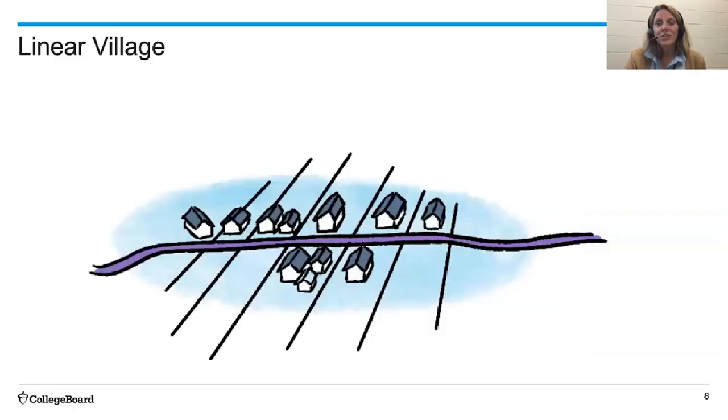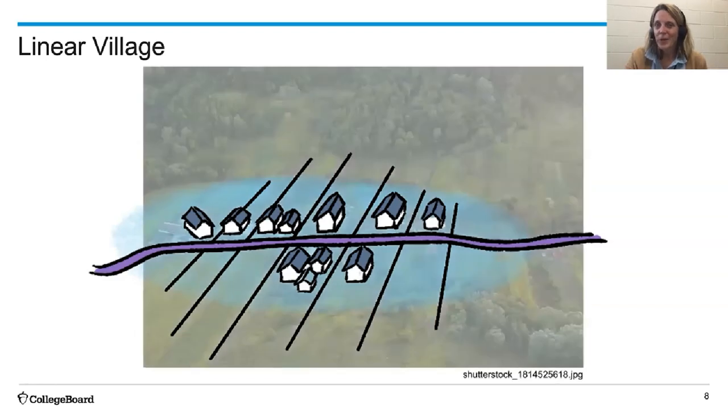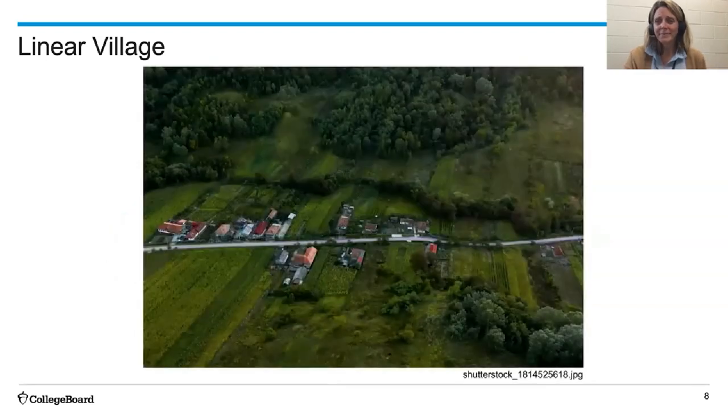Now the linear village, this one's pretty fun to take a look at. The idea is that we all have access to the same transportation systems. Take a look at what it might look like in the real world. But here's the deal. Those that live on one end versus the other end, depending how long this is, it might take longer to communicate, it might take longer to get goods to and from some areas.